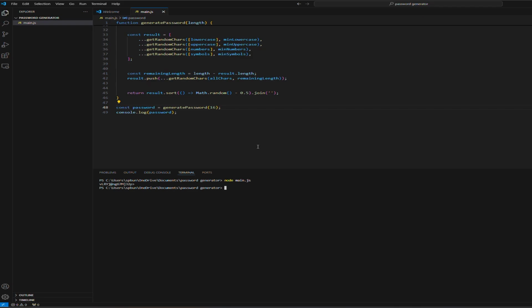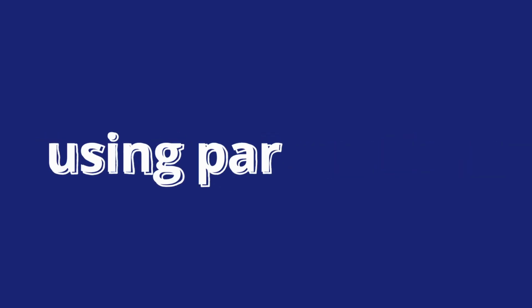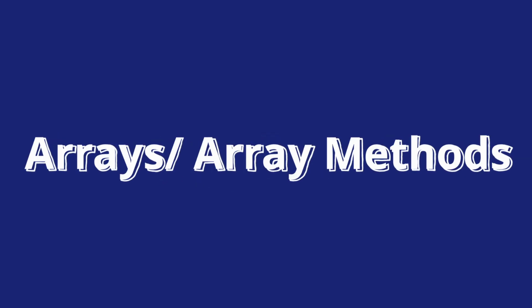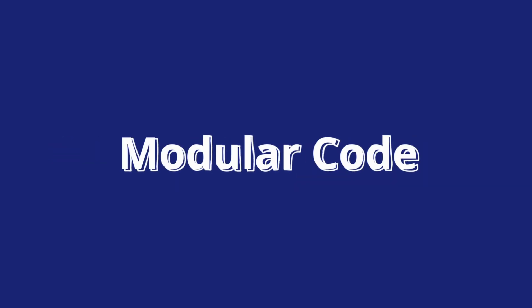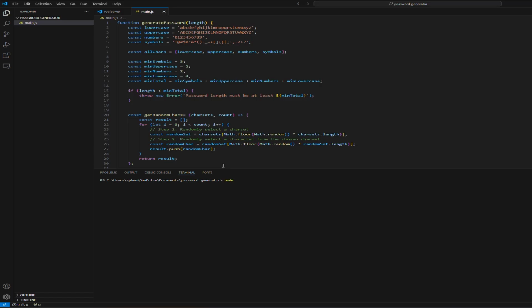So what will we cover? Creating functions, using parameters, arrays and array methods, randomness and math, loops, sorting and shuffling arrays, error handling, conditional logic and validation, string manipulation, modular code and code reusability, built-in JavaScript methods and concepts. This may sound like a lot, but we will break everything down. It's a lot of things that come together in a simple way.